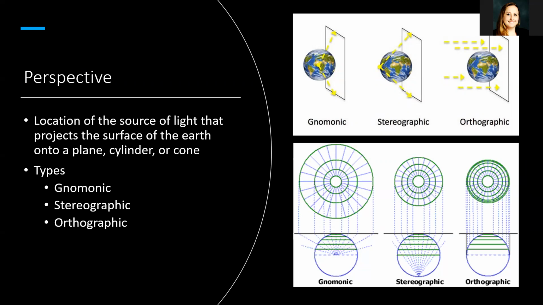Conic and cylindrical projections are usually gnomonic because the results don't change that much, at least compared to planar projections. Stereographic projections have a light source on the point of the globe directly opposite from the projection surface, typically a plane. Orthographic projections have a light source located at an infinite distance directly across from the projection surface. Planar projections, and therefore stereographic and orthographic perspectives, are most commonly used to map the North and South poles.